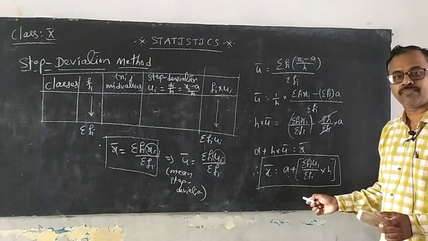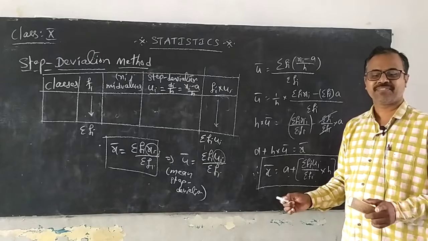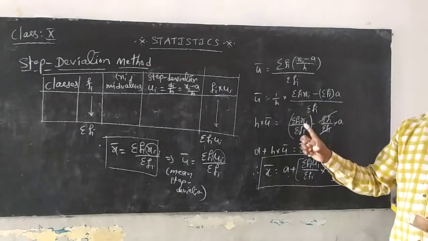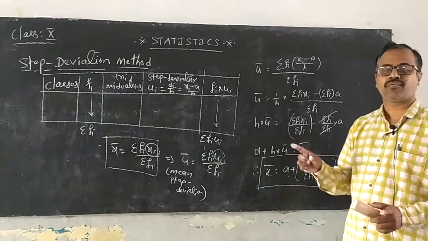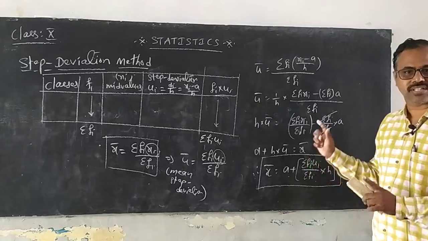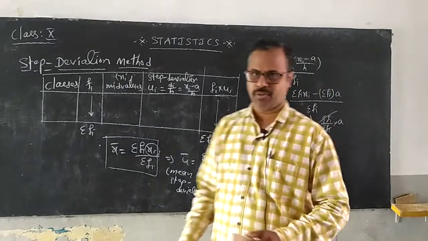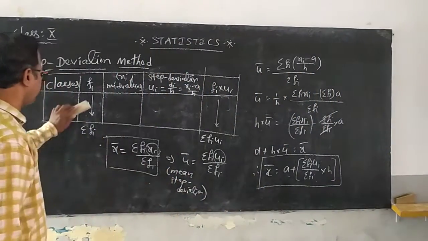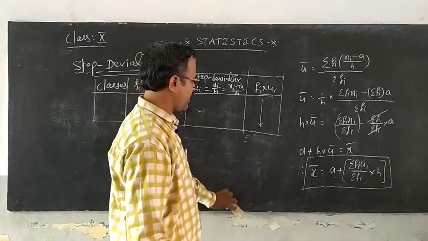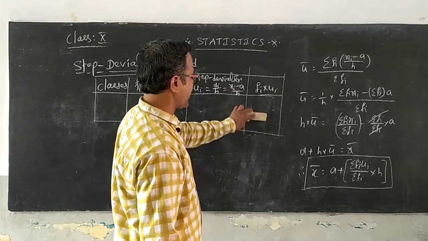What is h? No, not height. H is nothing but size of the class. You don't have heights for them. H is nothing but size of the class or class interval. Okay, Nana? This is about the step deviation method. Let's take an example here. How do we use this method, and how simple it is to make the calculations.